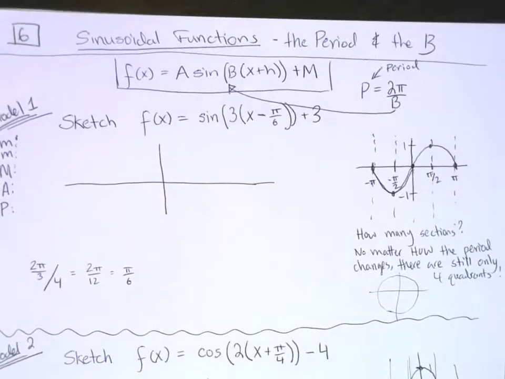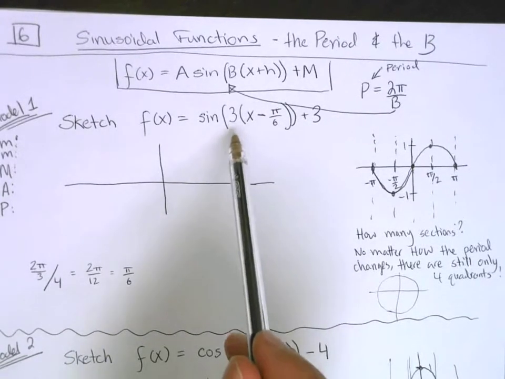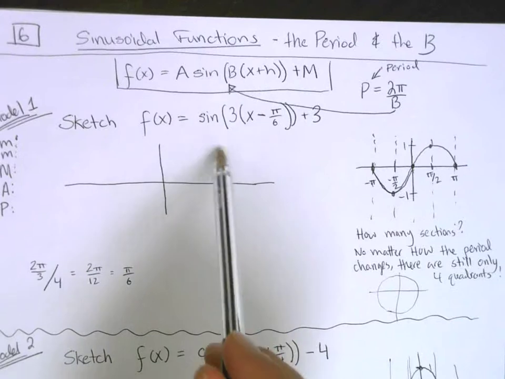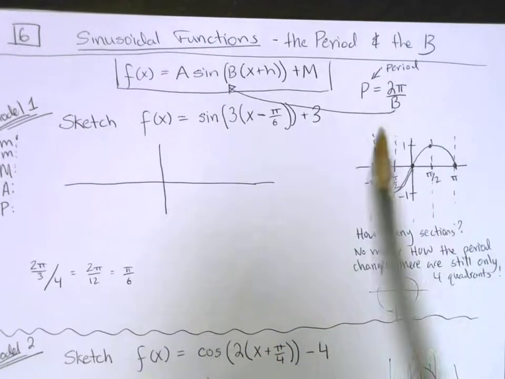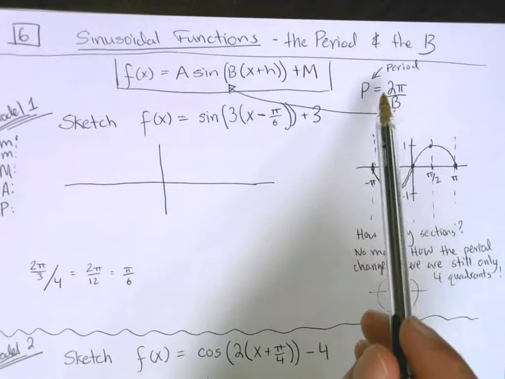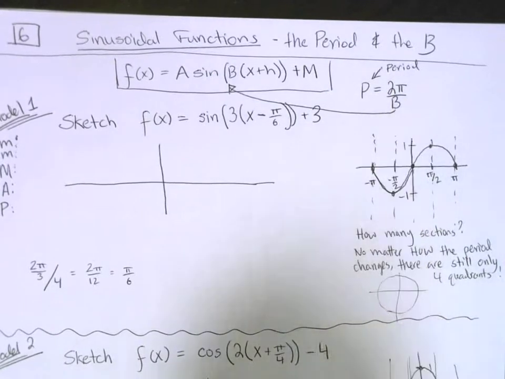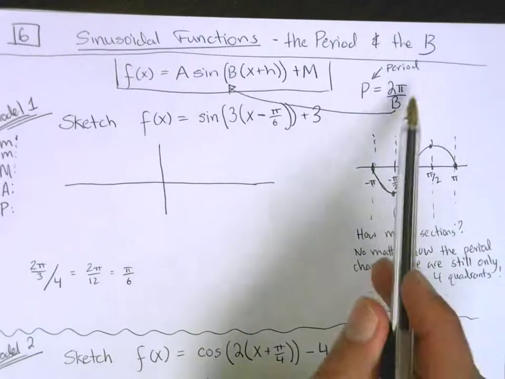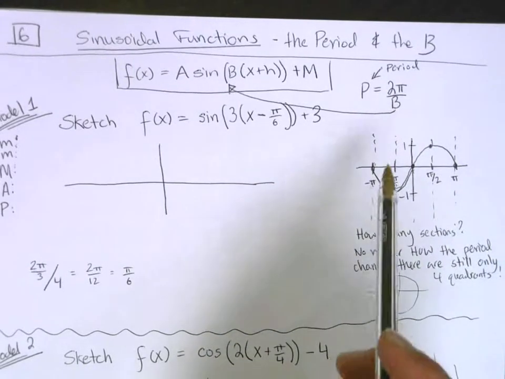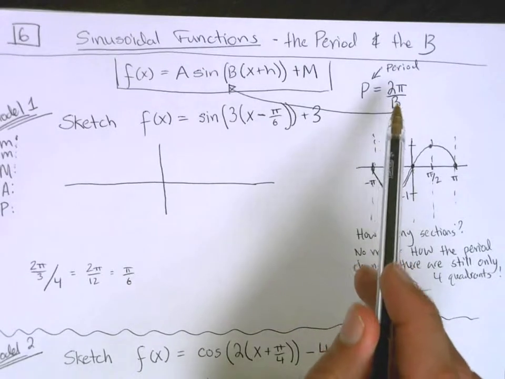And because there's a b here, the period changes, and I've already written this equation. The period is equal to 2 pi divided by b. Now, for sine and cosine and all of the other functions we've done, the b would be 1, so the period is just always 2 pi. But in this case, we have to find out what the period will be so that we can graph it properly.